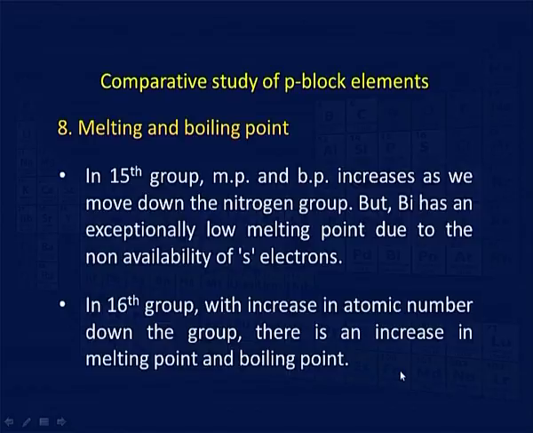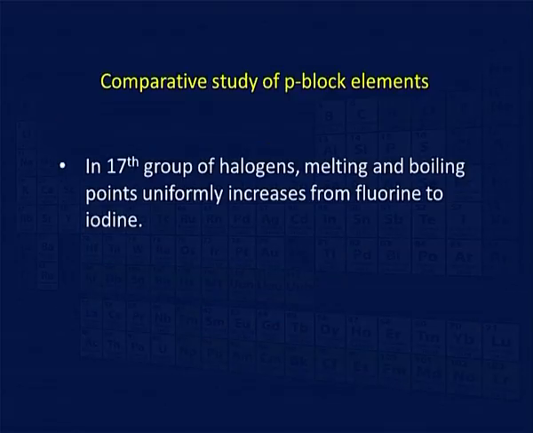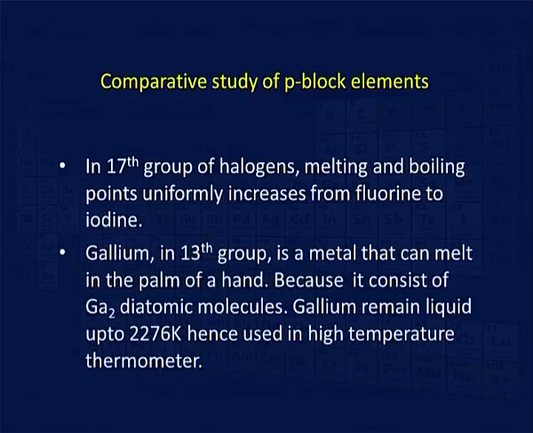In the 16th group, with an increase in atomic number down the group, there is an increase in melting point and boiling point. In the 17th group of halogens, melting and boiling points uniformly increase from fluorine to iodine. Gallium in the 13th group is a metal that can melt in the palm of a hand because it consists of Ga2 diatomic molecules. Gallium remains liquid up to 2276 Kelvin, and this specific property makes it useful in high temperature thermometers.